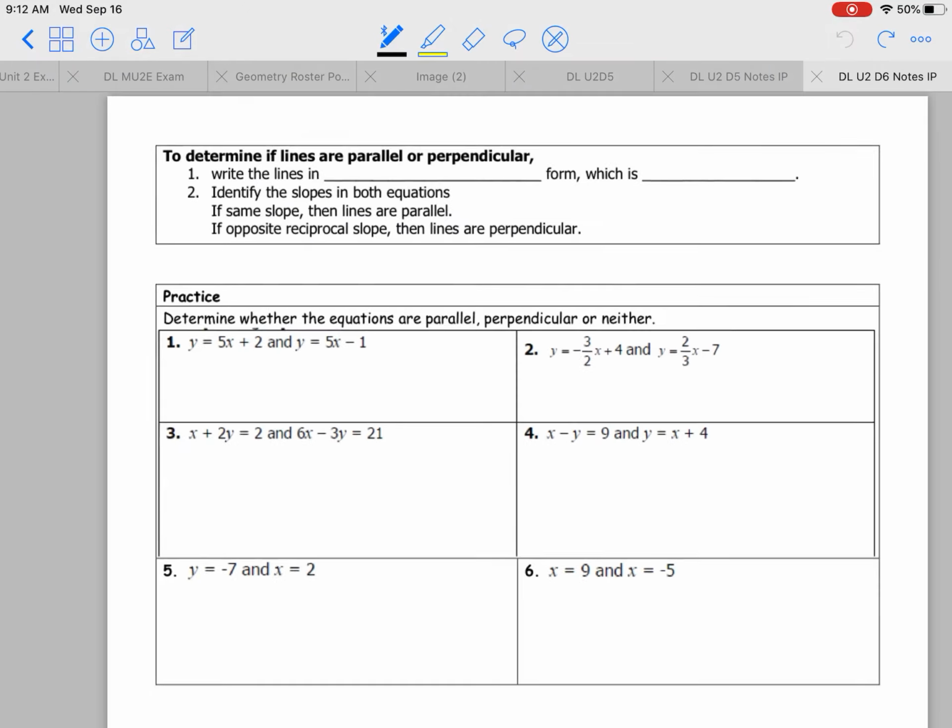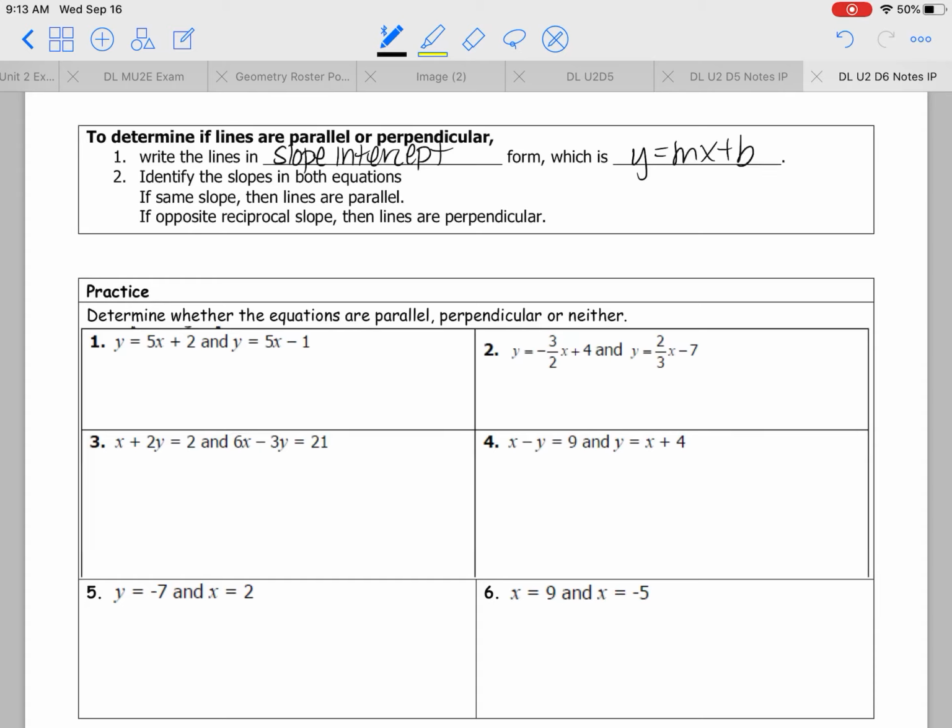So just a quick summary. To determine if lines are parallel or perpendicular, write the lines in slope-intercept form, which is y equals mx plus b. When we are given an equation in standard form, we have to solve for y so that we can have it in slope-intercept form. After that, you have to identify the slope in both equations. If they are the same, then the lines are parallel. If the slopes are opposite reciprocals, then the lines will be perpendicular. Super important, guys.